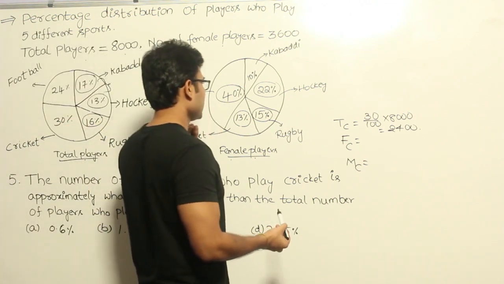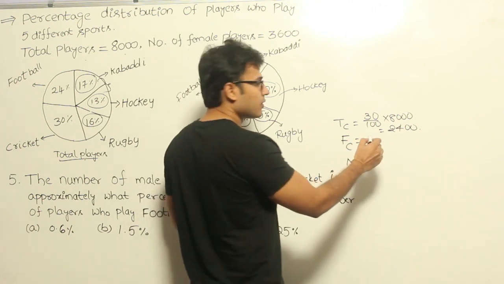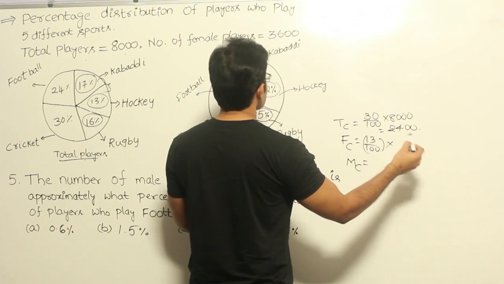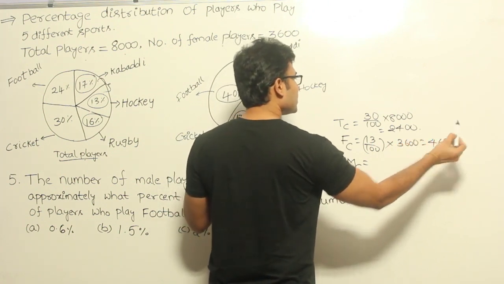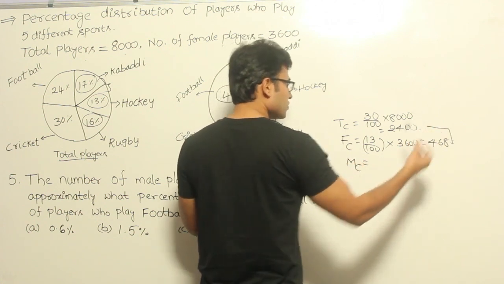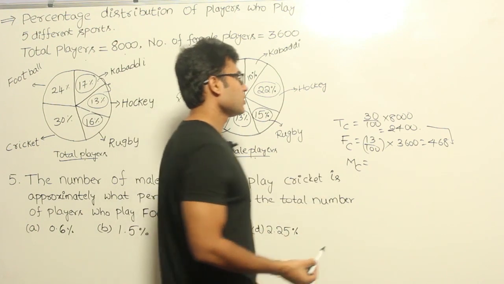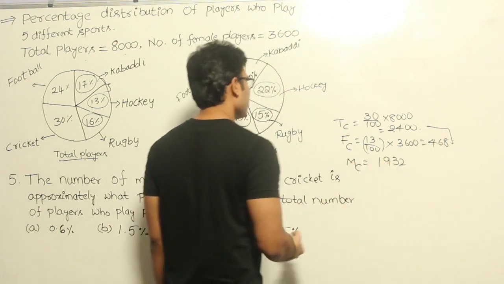And the next one is, what is the number of female players who play cricket? The female players who play cricket is 13% of the total players, right? Therefore it is going to be 13 by 100 into total female players. So total female players is 3,600, so it is 468. Now the difference between these two is going to give us the total number of male players who are playing cricket. So it is 1932, the difference between these two numbers.